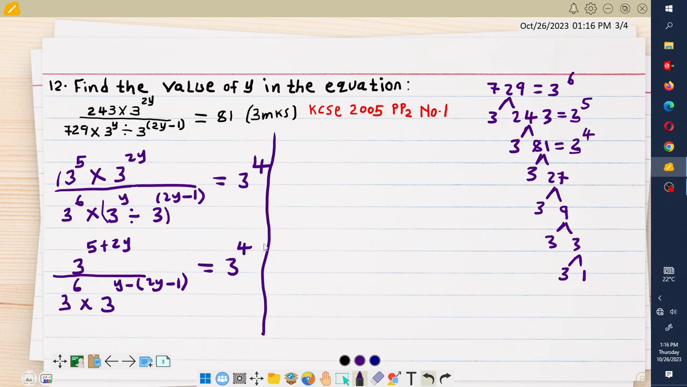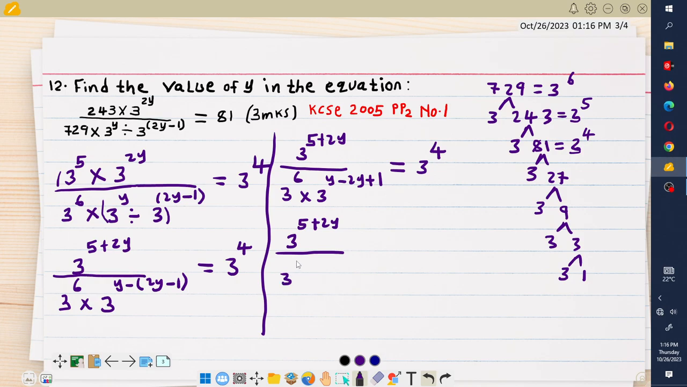So this is going to give us 3 to the power of 5 plus 2y, the whole thing divided by 3 to the power of 6, then multiplied by 3 to the power of y, then negative times 2y, you are going to get a negative 2y, then negative times negative 1, you are going to get a positive 1. Then this is equal to 3 to the power of 4. So this will be 3 to the power of 5 plus 2y, then divided by 3 to the power of 6. Then remember that when you multiply, you are supposed to add the powers. So this will be 6, then I add these powers, so plus y, then minus 2y, then plus 1. Then the whole thing is equal to 3 to the power of 4.